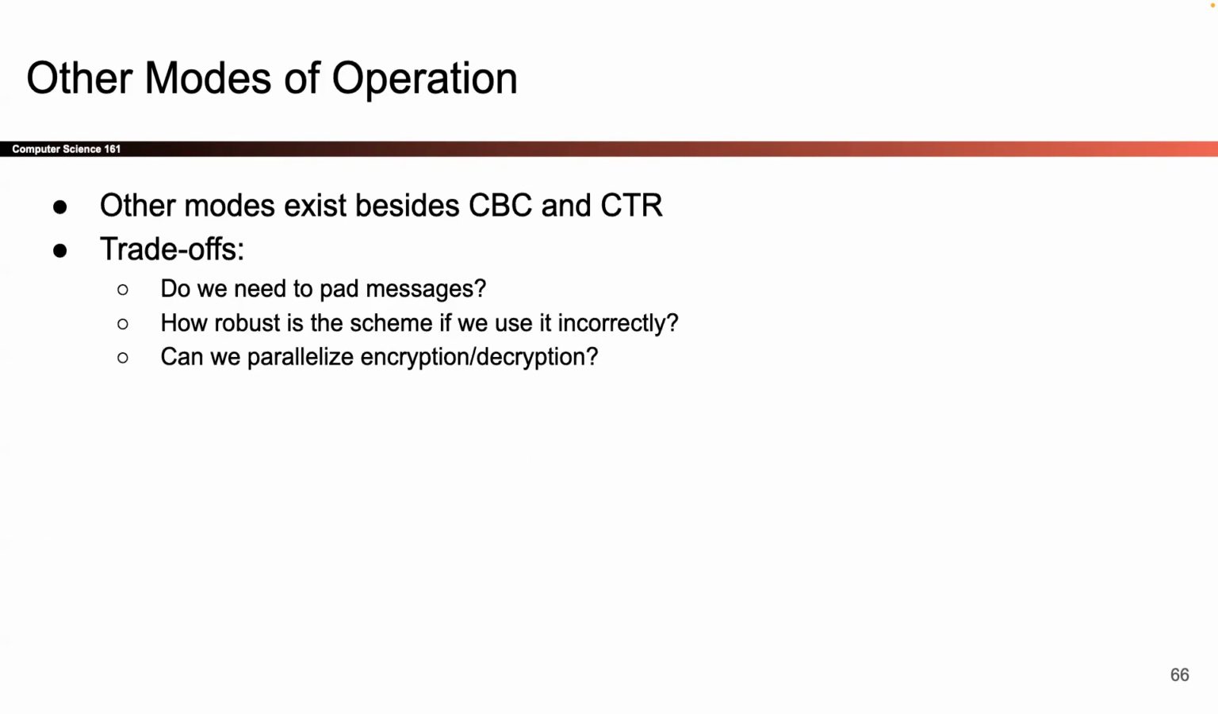Some of them are provably secure, some of them aren't. So here's a bunch of other ones. And for all of them, you can ask yourself these questions. So, if you're really bored and you want to go analyze these trade-offs, you can do that. All of them have the same properties of, is this padding necessary?